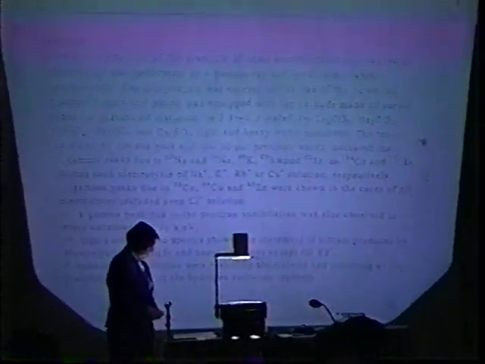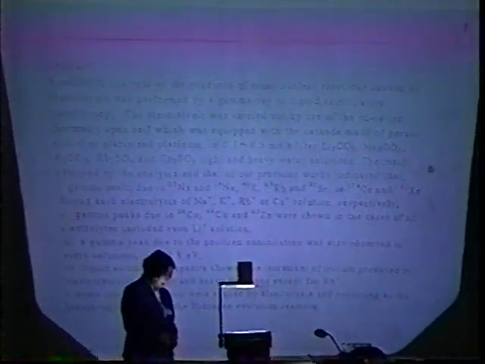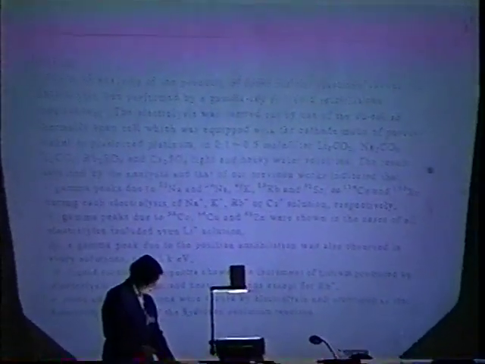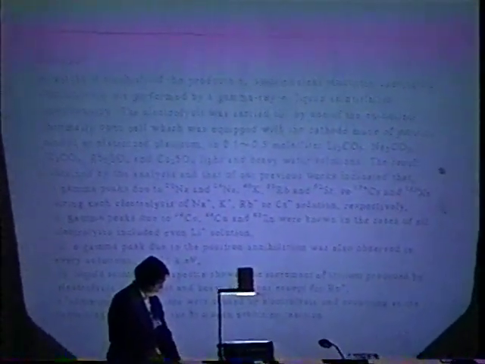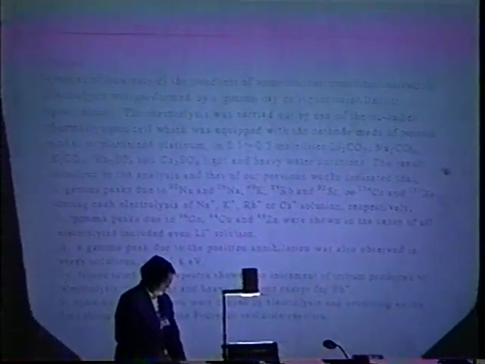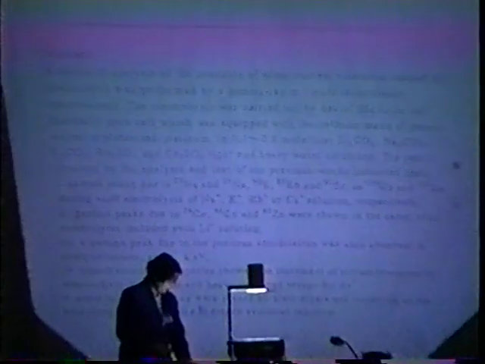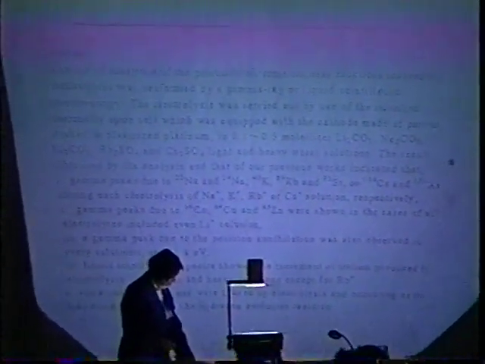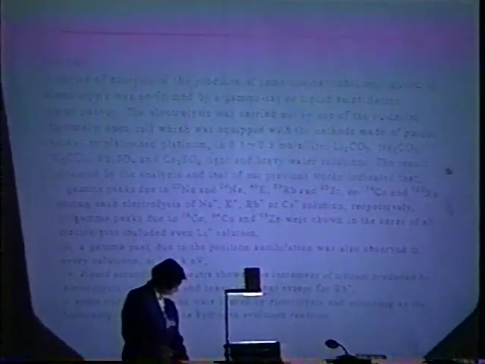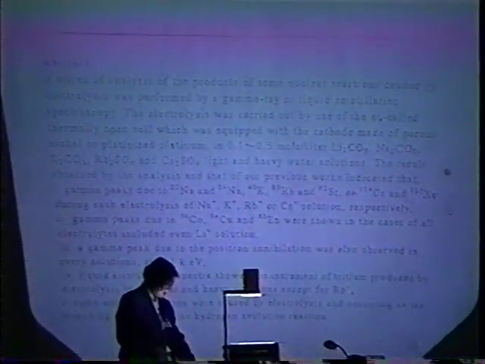We used as a cathode porous nickel and platinized platinum. Each electrolysis was carried out for 24 hours to 200 hours in a dark chamber made of lead walls 10 centimeters in thickness, equipped with a germanium detector. This shows a typical gamma-ray spectrum.